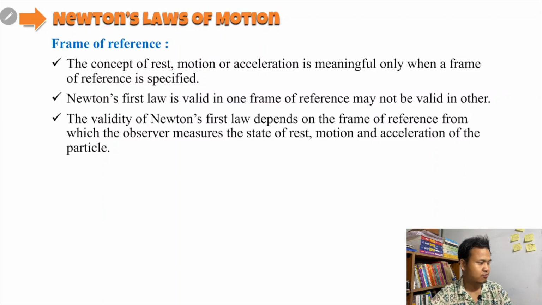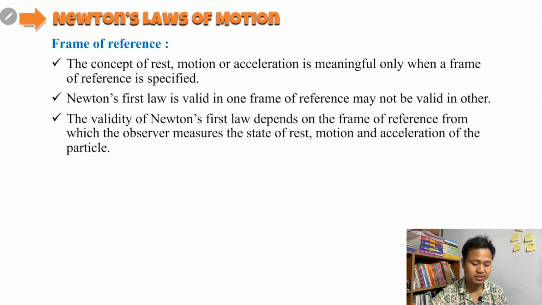So from where you're watching, from where you're observing is important. That is the frame of reference. Newton's first law is valid in one frame of reference, but it may not be valid in another. So the validity of Newton's first law depends on the frame of reference from which the observer measures the state of rest, motion, acceleration of the particle.